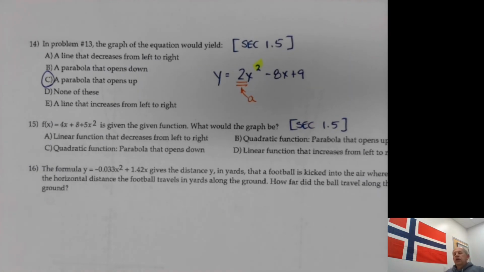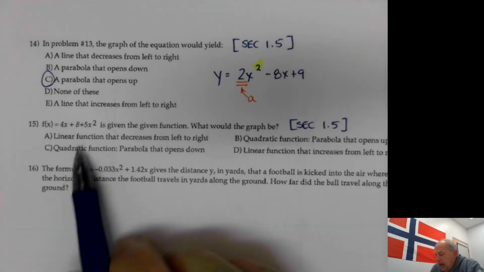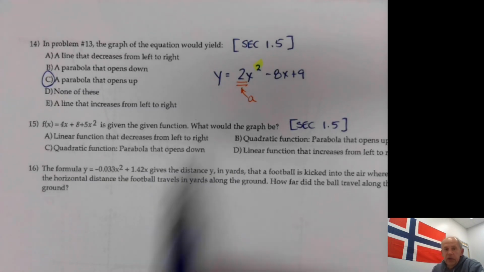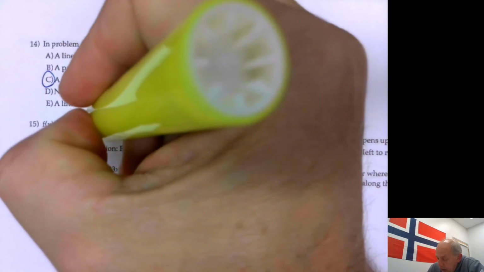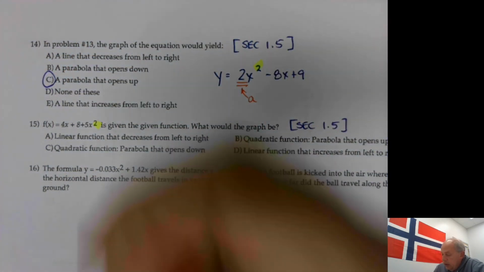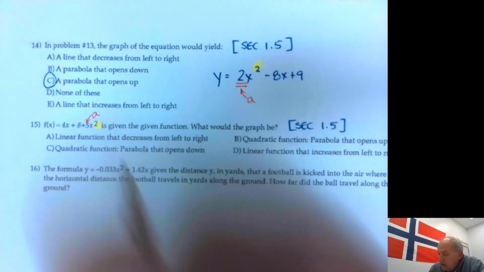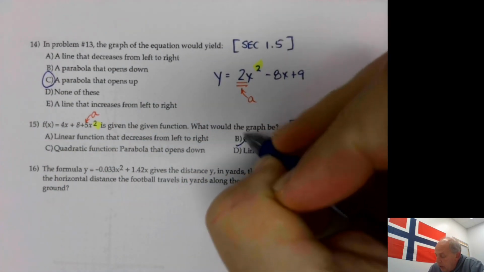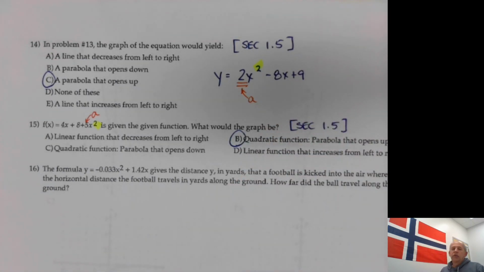Last one for this video, number 15. I have a quadratic again. If I were to graph it, what type of shape would this be? Again, my x is squared. My a value is positive 5. So this is going to be a parabola that opens up. Quadratic model with a parabola that opens up.